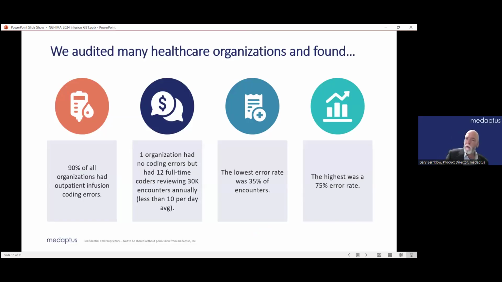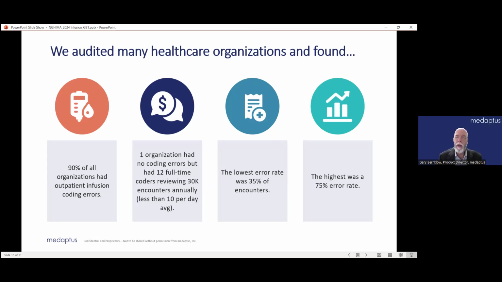We've done quite a few audits of potential clients and actual clients in our travels with our infusion application, and this is what we found. First of all, in 9 out of 10 of all organizations that we've seen, there were outpatient infusion coding errors. In other words, bills were sent out that did not match the documentation in one way or another. We had one organization that we audited that had no coding errors.